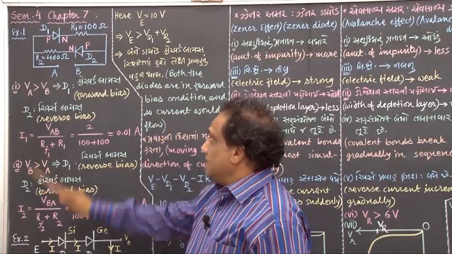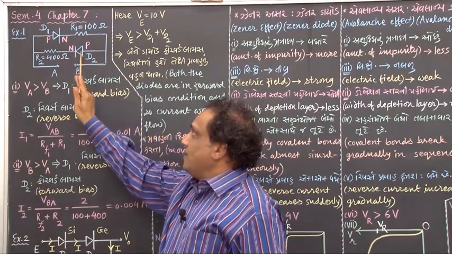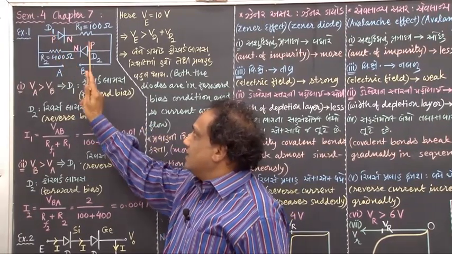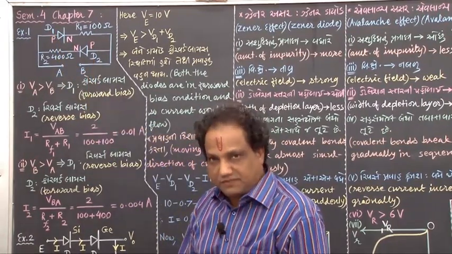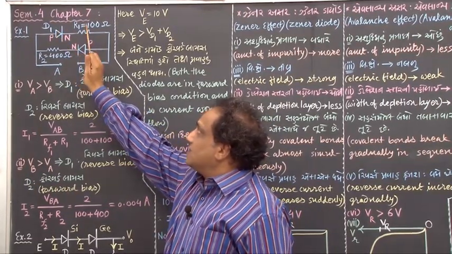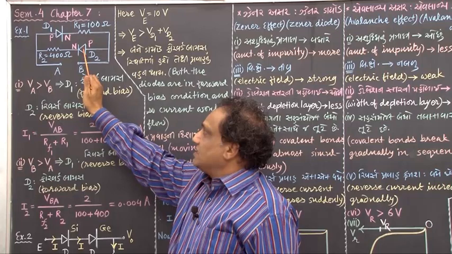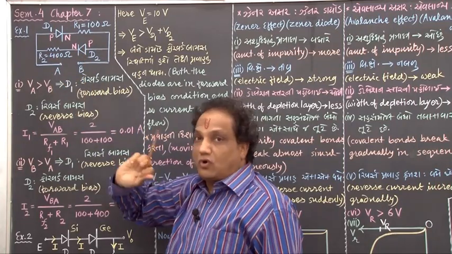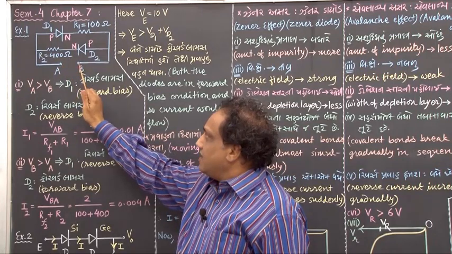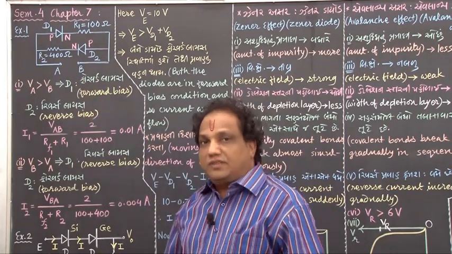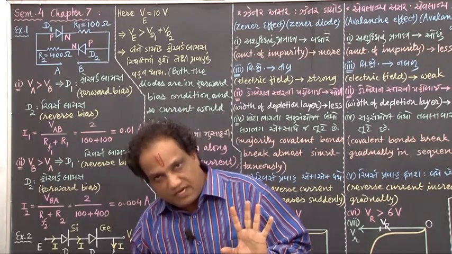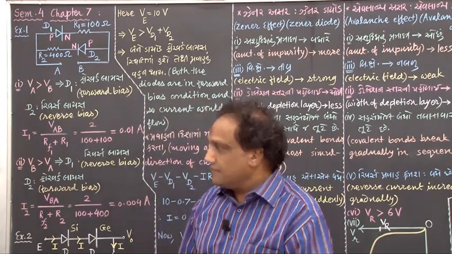Now tell me, there are two PN junction diodes. One is D1, another is D2, correct? The resistance connected in series with this diode is 100 ohm and with this diode it is 400 ohm. Now these are the terminals A and B, between which there is a battery of 2 volt terminal voltage, correct? How much? 2 volt, fine.